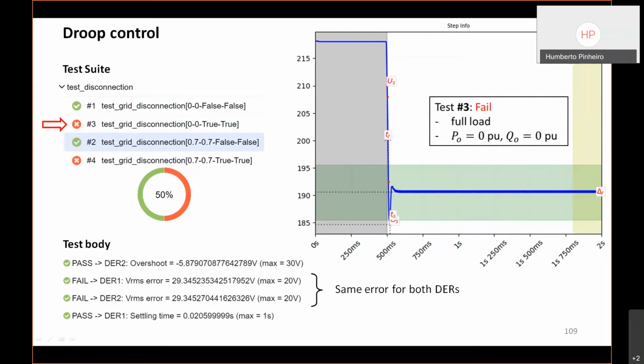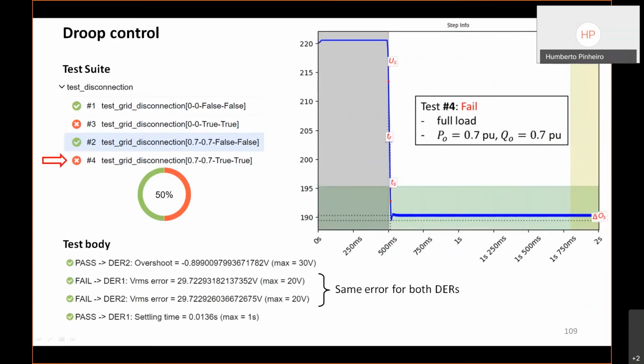So in test number 3, there is an overshoot that exceeded the... no, it passed on that one. So it fails on the steady state error. The maximum steady state error, 20 volts, is 29 volts for both DRs. It passed, it just failed in the steady state error, so your steady state error is larger than it's supposed to be.